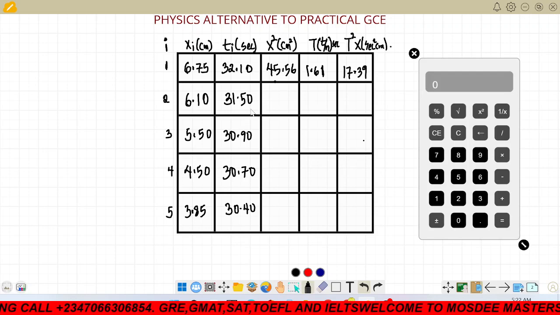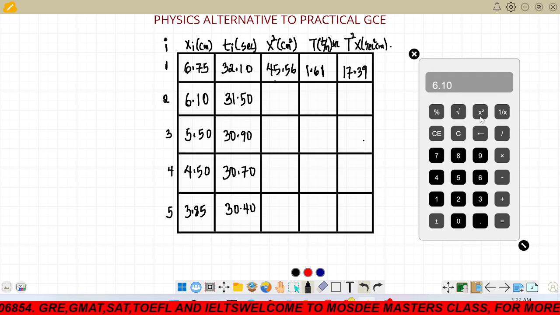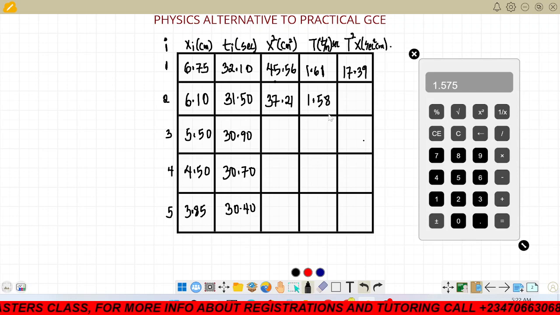I'm going to do that very quickly now. Here we have this value, and we are going to square it. So I'm going to square 6.10 and convert to two decimal places right away. That is 37.21. I'm going to divide this by 20 because there are 20 oscillations. So 31.50 divided by 20 is going to give me 1.575, which is going to be 1.58 by my own estimation.